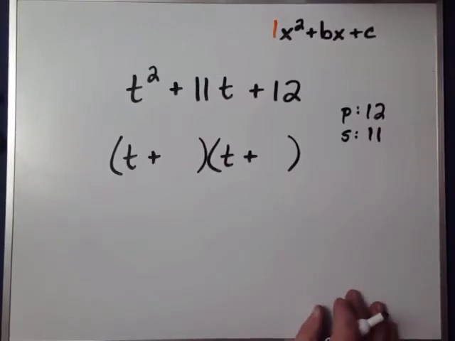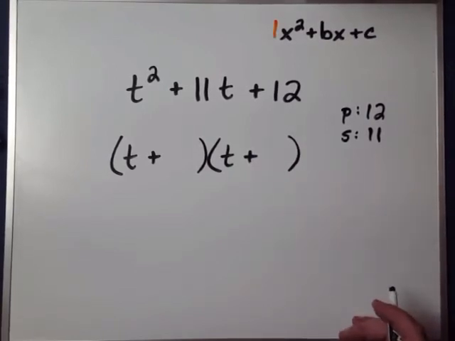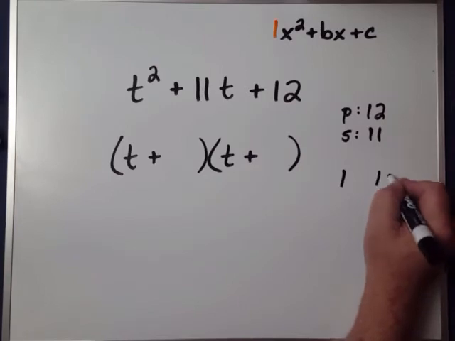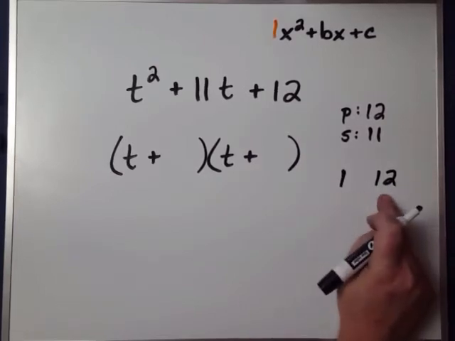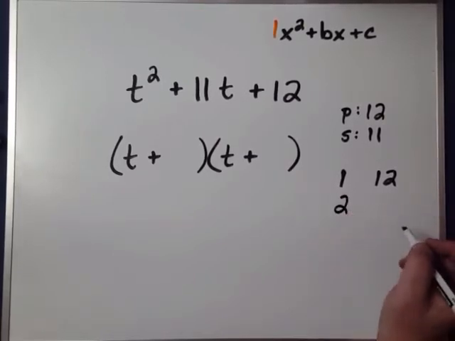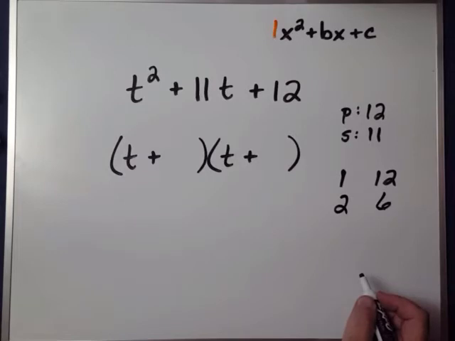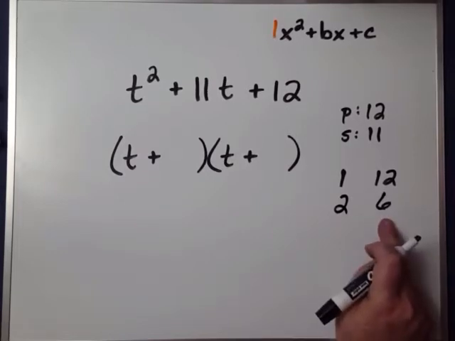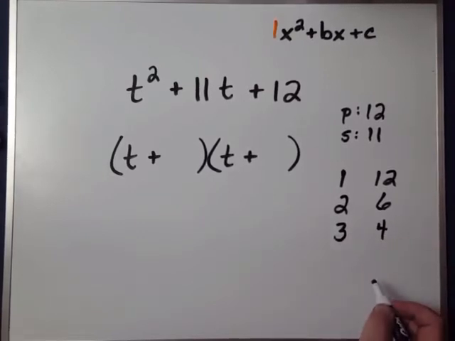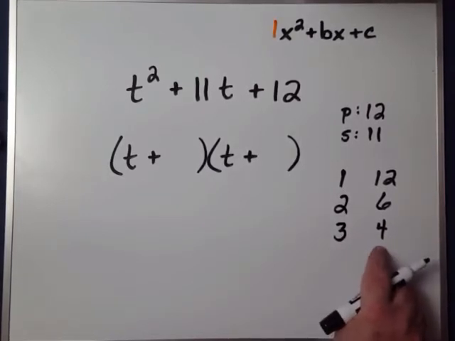And if we get stuck, we can always go down the list. Is it 1 and 12 itself? That multiplies to give me 12, but does it add up to 11? No. Does 2 go into 12? Yes, 6 times. But do those add up to 11? No. Does 3 go into 12? Yes, 4 times. Does that add up to 11? No.